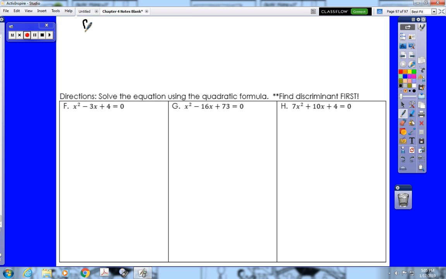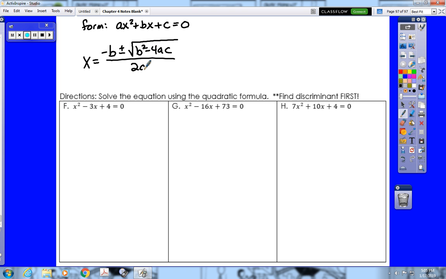So first things first, to solve a quadratic equation, it needs to be in the form ax squared plus bx plus c equals 0. It has to equal 0 or you cannot use the quadratic equation. The quadratic equation itself is negative b plus or minus the square root of b squared minus 4ac all over 2a. Now the portion of that underneath the square root, b squared minus 4ac, that is what's known as the discriminant. And you need to find that value first. Need is a strong word, but in my class that's what I expect you to do.